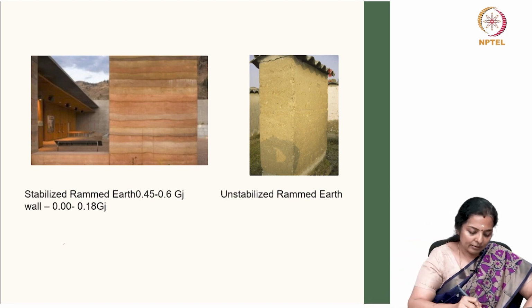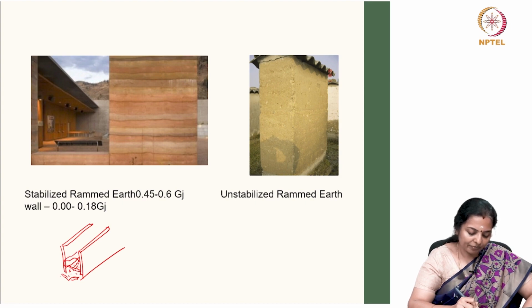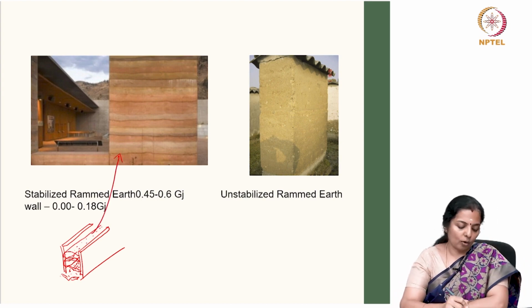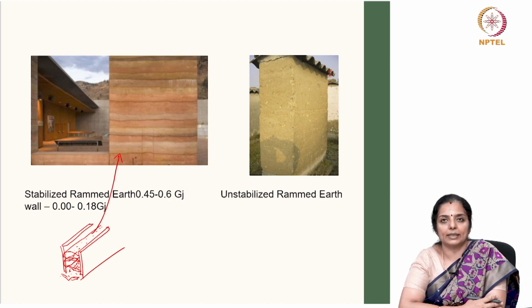So, you have formwork within which you start compacting soil in layers like this. Once this layer is laid and compacted, next layer is laid, and so on and so forth, and then the third layer is laid, leading to this kind of wall. Once the formwork is removed, this is how we see it.